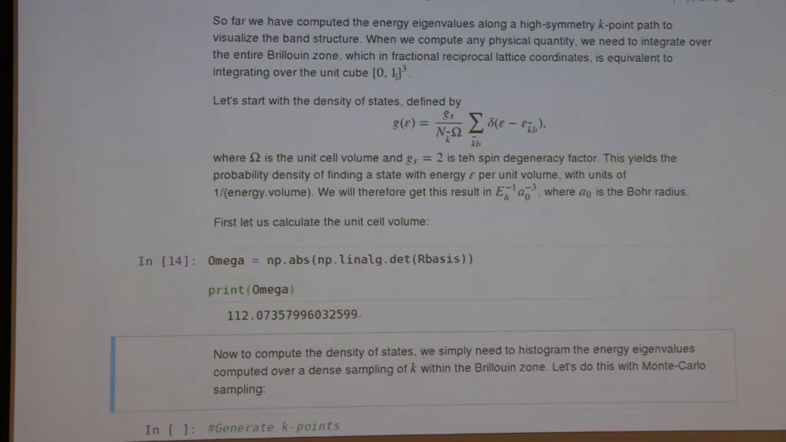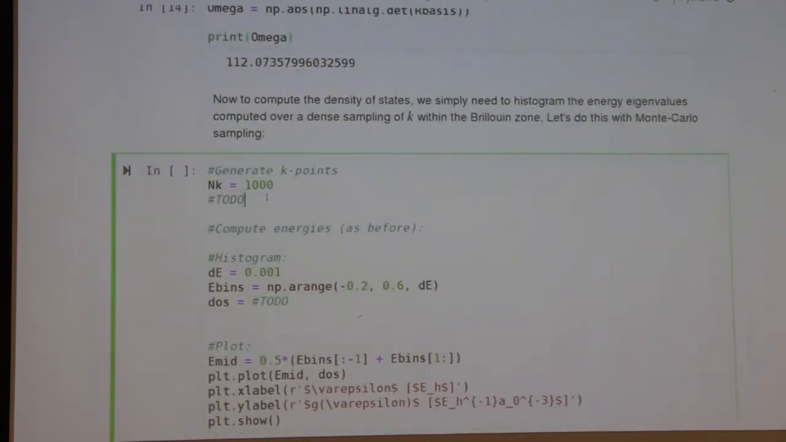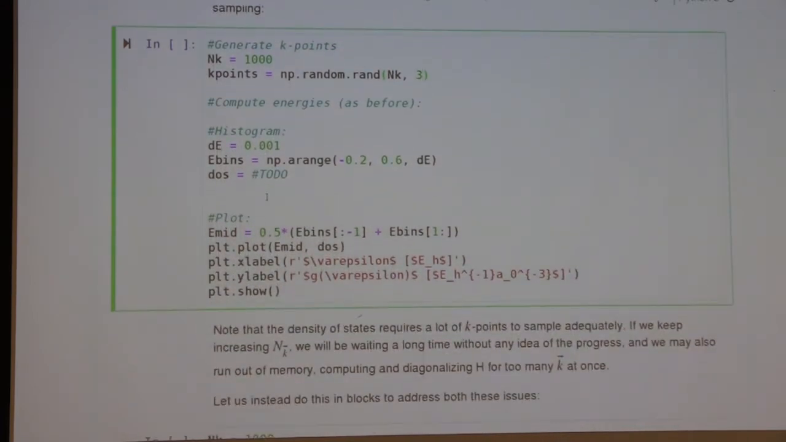All right? So in doing this in Monte Carlo sampling, all I need to do is create random numbers from 0 to 1. However many points I choose, let's say 1000. And there are 3 vectors to cover the 3-dimensional Brillouin zone. Right? So this would be a Monte Carlo sampling that would cover exactly my unit cell.